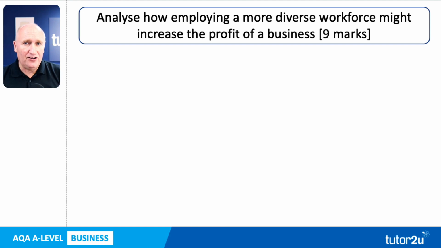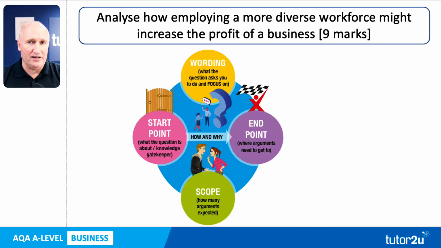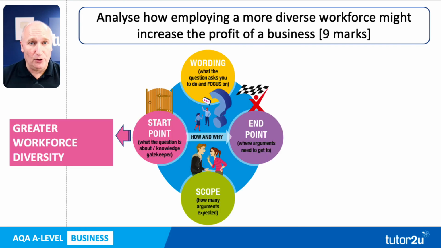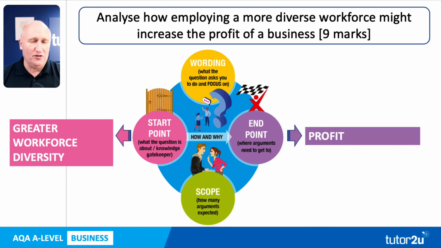9 marks on offer here, so as always you may wish to pause the video to have a think about how you might unpick and plan and respond to that question. And once you've done that, if you've rejoined us, let's take a look at what this question is all about. Well, hopefully you've recognised, straightforward really, this one is about employee or workforce diversity. That's our start point. Our argument or arguments need to get to how that might increase the profit of a business. So we need to make sure our analysis gets to the end point, which is profit.